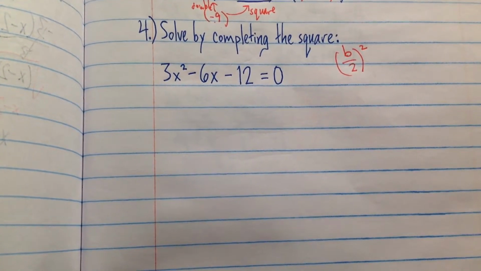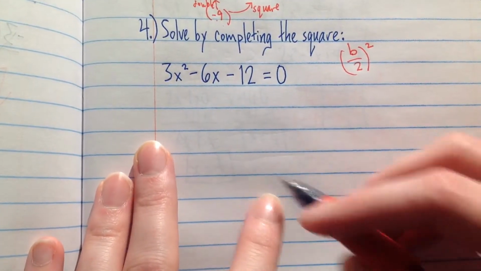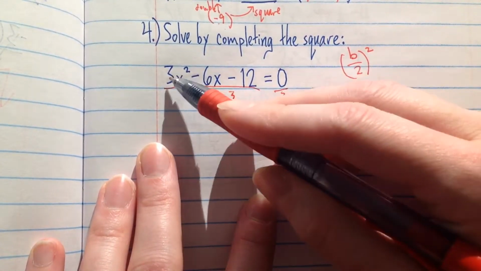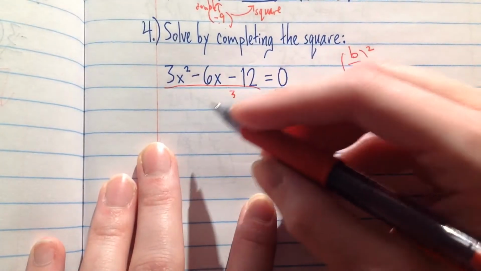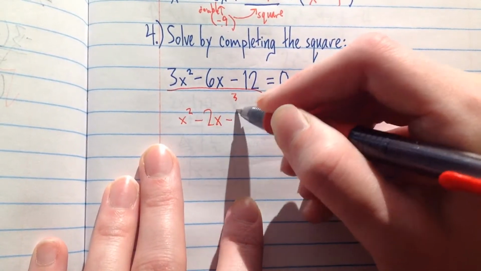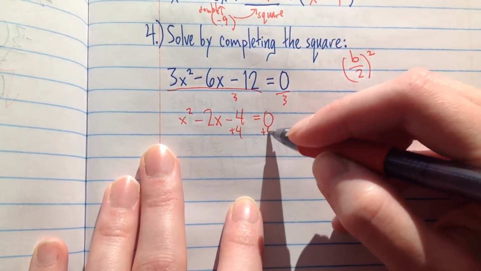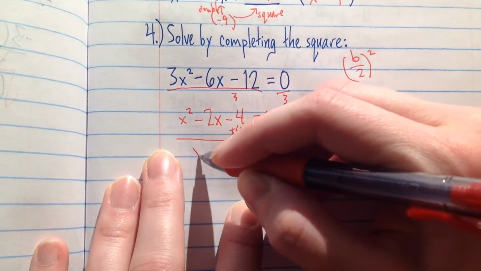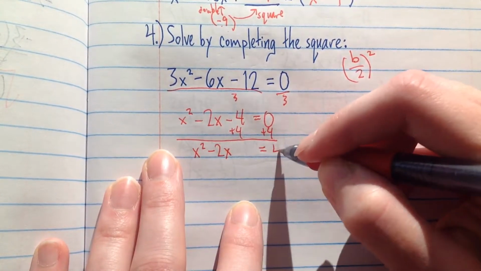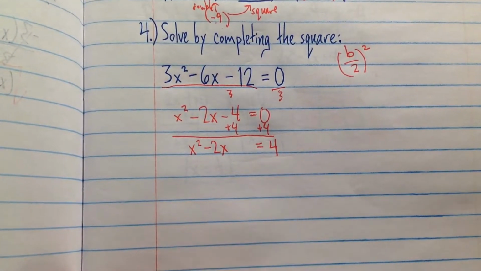Alright, so now let's see if you got it right. First thing we want to do, we want to divide by a and subtract c. So we'll have to divide everything by 3 because we don't want to have any coefficient on our x squared. That leaves us with x squared minus 2x minus 4 equals 0, and then we want to get rid of our c, so add that 4 on both sides, and we have x squared minus 2x equals 4. Okay, so now this is in position, ready for us to continue.